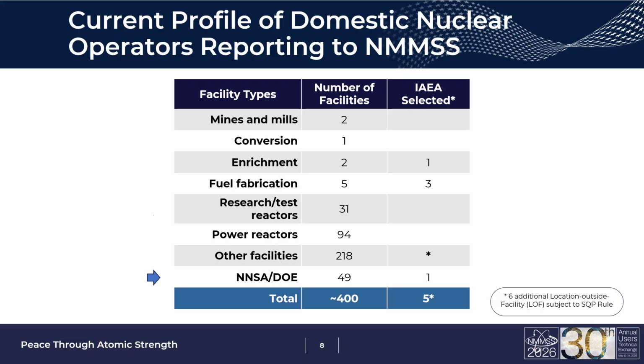Of the 400 facilities reporting to NMMS, 5 have been selected by the IAEA for additional reporting and review. Additionally, 6 Caribbean island facilities are selected by the IAEA and are identified as location outside facilities subject to reporting for meeting the small quantities protocol rule.